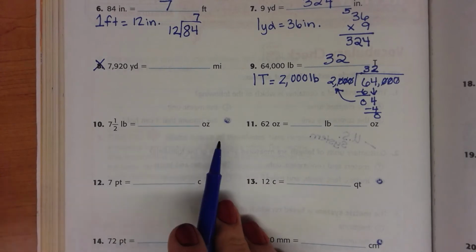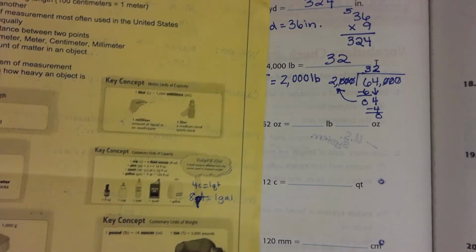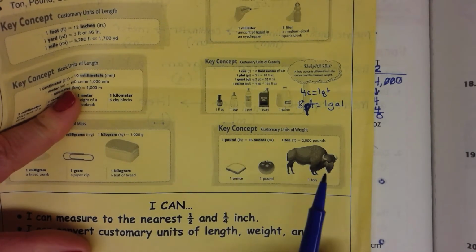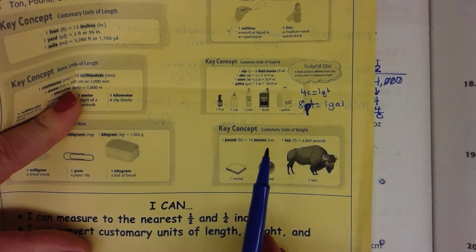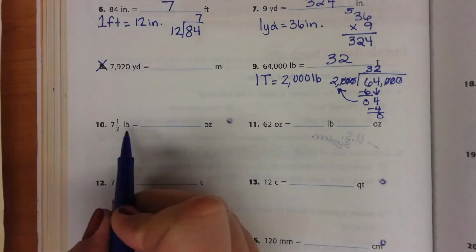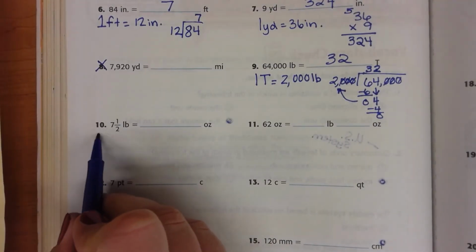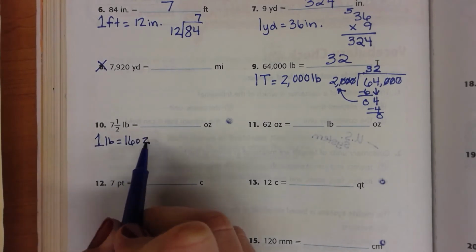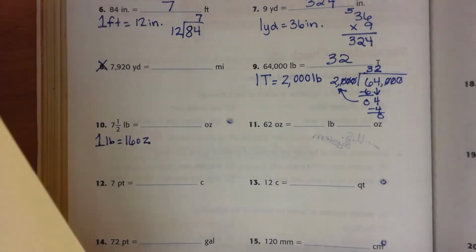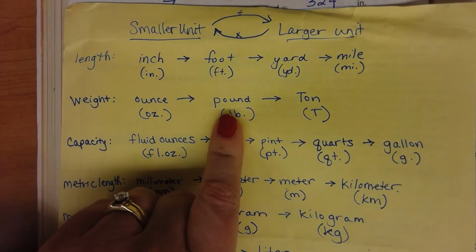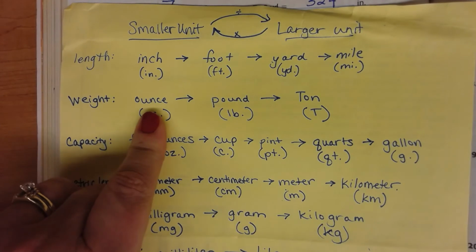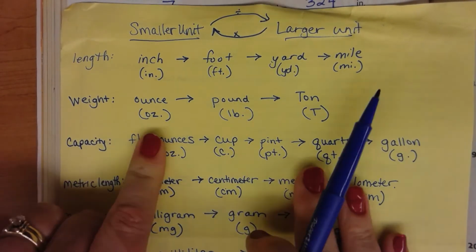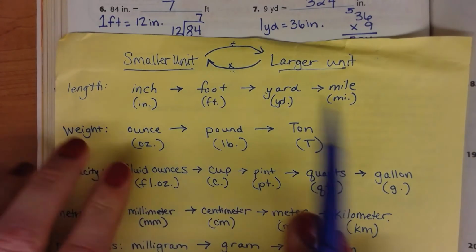7.5 pounds to ounces. So we need to find our conversion with pounds and ounces. Again, using the same customary units of weight. 1 pound is 16 ounces. So let's add that. LB is the abbreviation for pound. 1 pound is 16 ounces. Now, we're going from pounds to ounces. Larger unit back to smaller unit, which means when we're going backwards, we're going to multiply.